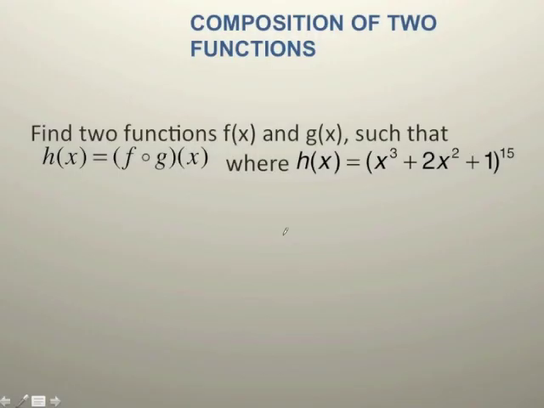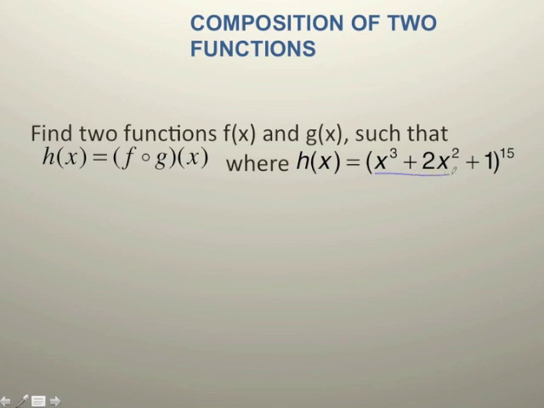Now don't let the statement of this be any different. This is essentially just like the one we just did. We want to find f of x and g of x. We know this h of x function is the composition of f of g of x. And so h of x is x cubed minus 2x squared plus 1, and that's raised to the 15th power.